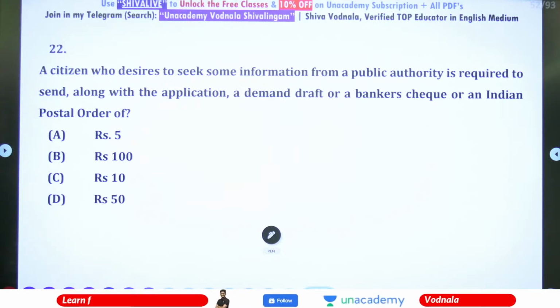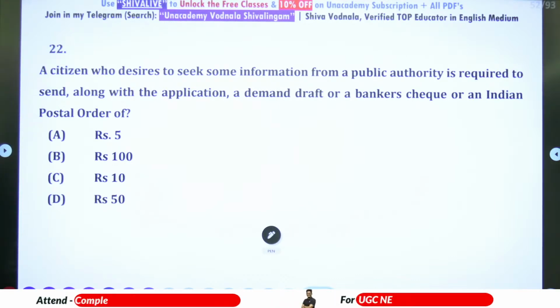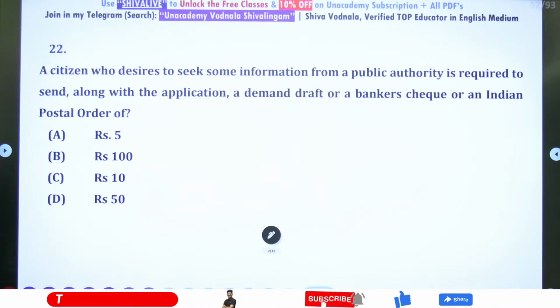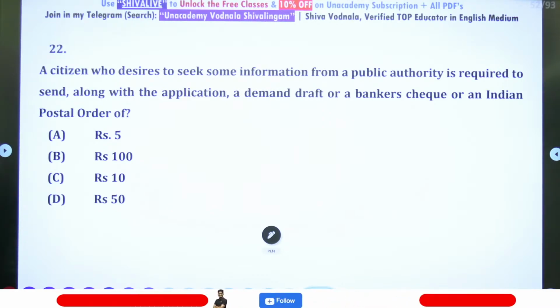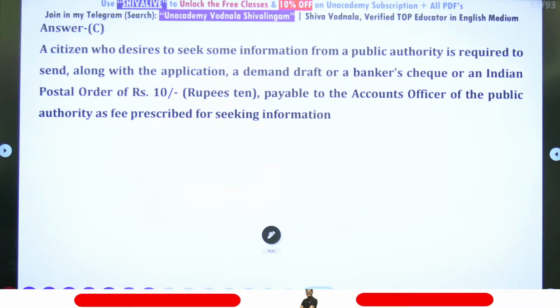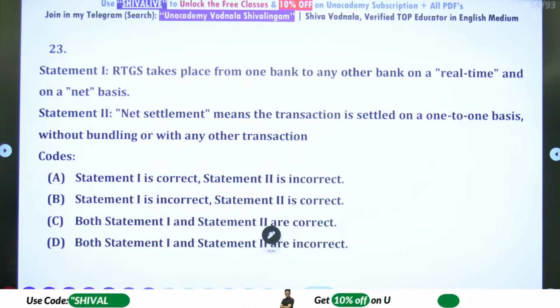Next, a citizen who desires to seek information from a public authority is required to send, along with the application, a demand draft, a banker's cheque or an Indian postal order of rupees 500, 10 rupees, 50 rupees. How much is it? So it is 10 rupees, must be the answer. Let's see. Yes, rupees 10 must be sent to the accounts officer of the public authority as the fee prescribed for seeking information.